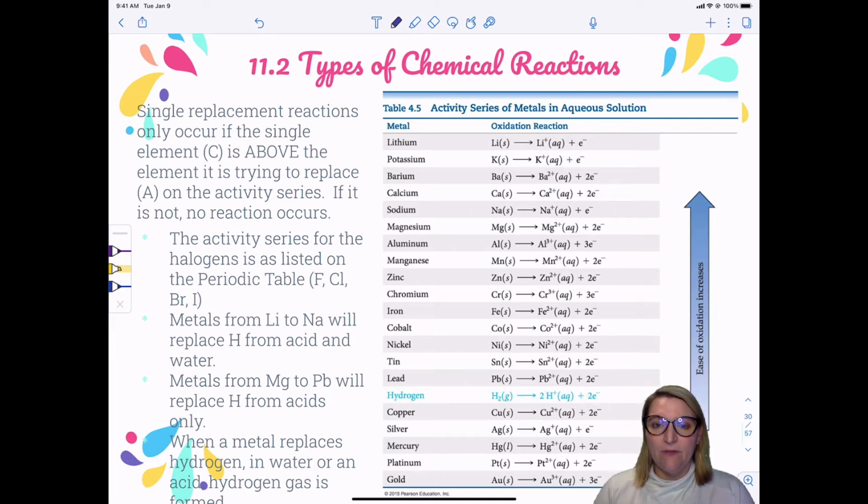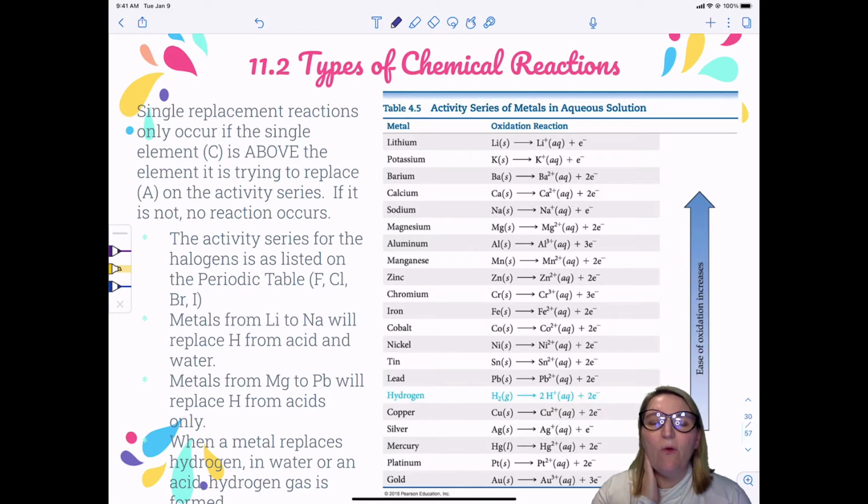Hello again. So in this video, we're going to look at a little bit more information about those single replacement reactions because they don't always happen. One of the examples that we looked at is you put potassium metal in water and it explodes, forms hydrogen gas. But that doesn't happen with every metal in water, right?